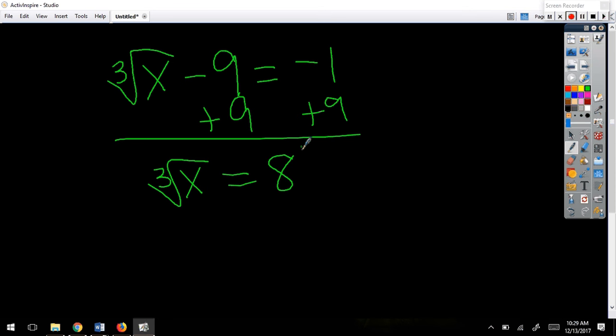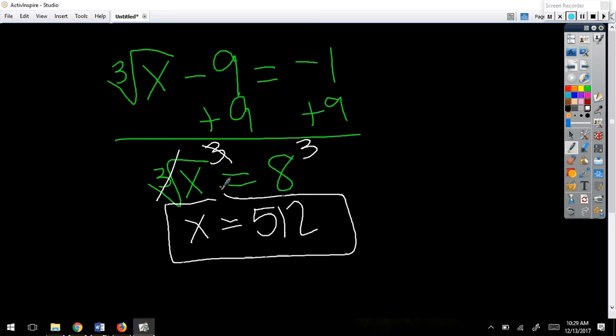You gotta cube it. -1 plus 9 is 8. If you cube it, there's a 3, so yes, I'm raising it to the third power. That is a bit confusing because 8 does have a perfect cube. You might think it's 2. Is it 512? But it's not. It's 512.